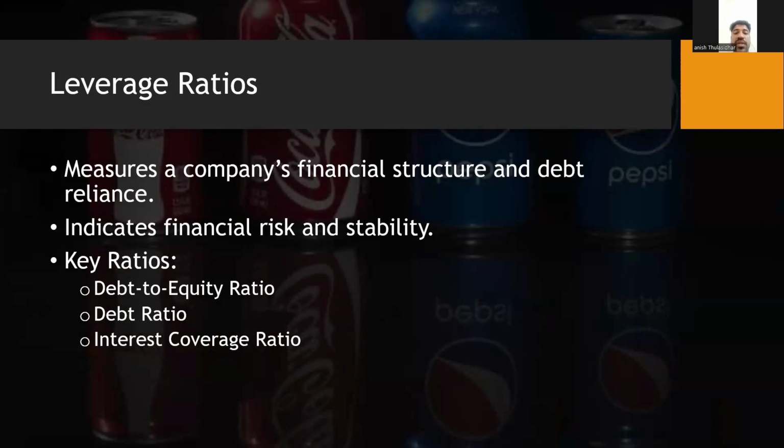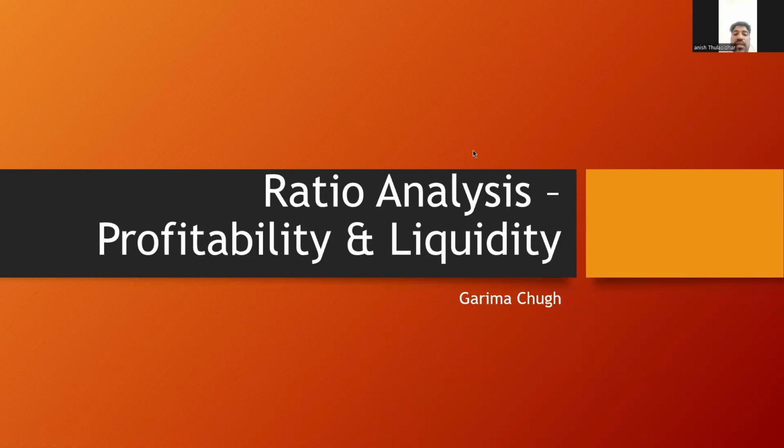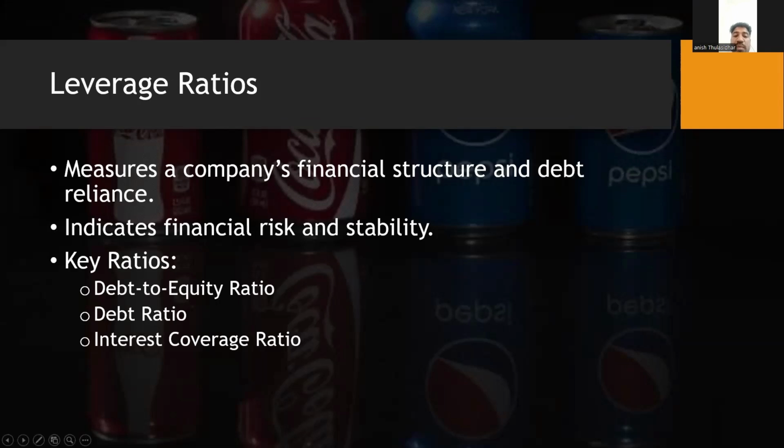Key ratios. Debt to equity ratio is equal to total debt divided by shareholders' equity. Debt to asset ratio is equal to total debt divided by total assets. Interest cover ratio is earnings before interest and taxes divided by interest expense. Lower debt ratios and higher interest coverage indicate stronger financial stability.